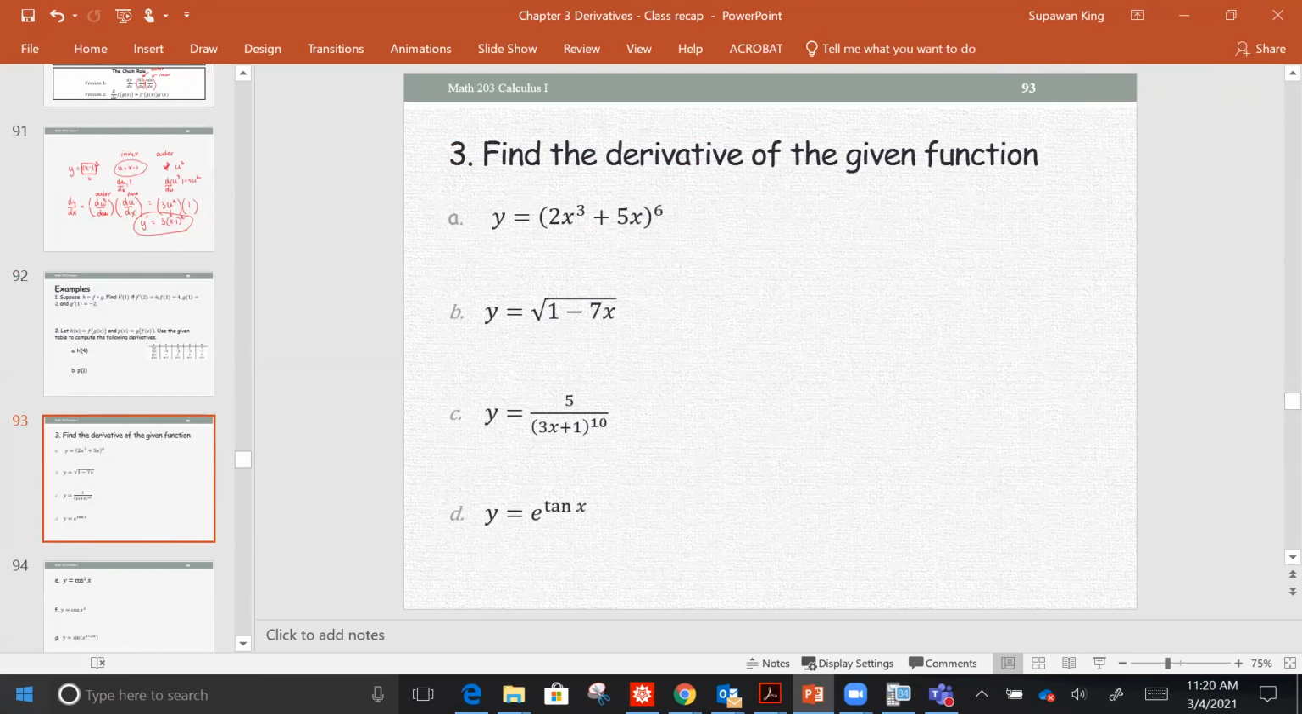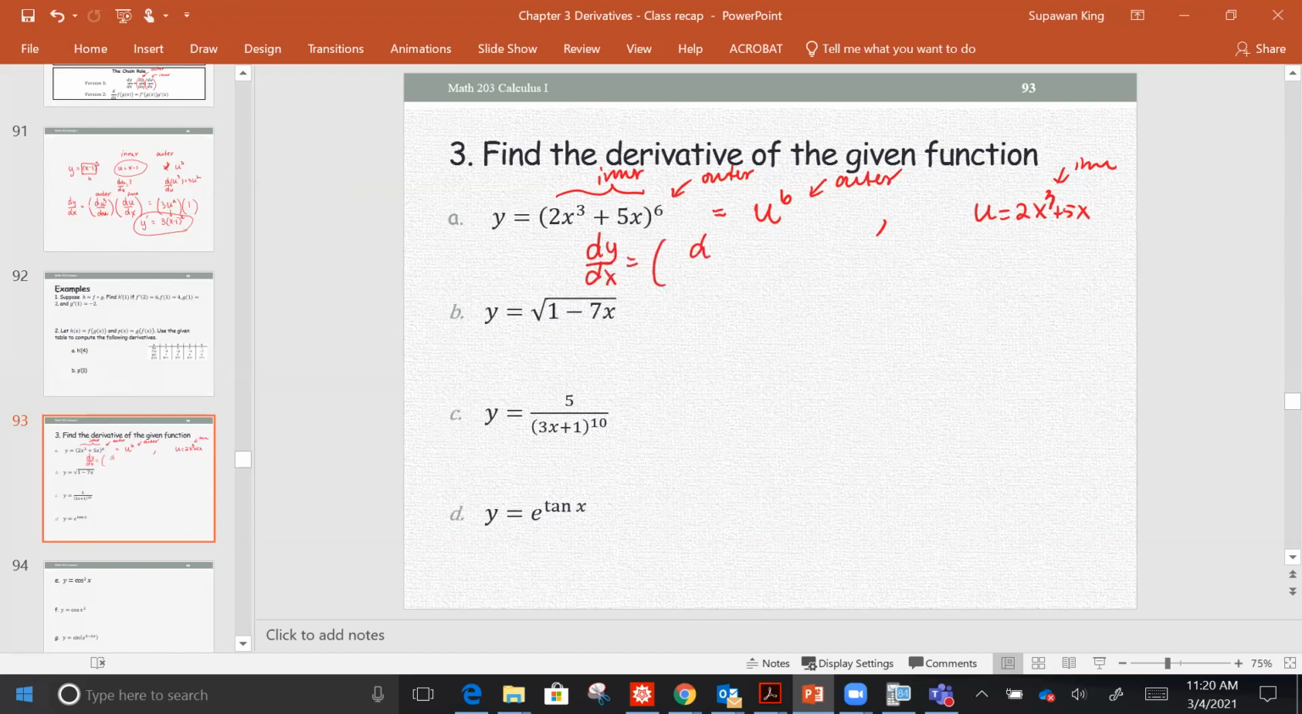So for part A here, we have y equals the quantity 2x to the third plus 5x, to the power 6. We can see the inner function is 2x to the third plus 5x, and the outer is the power 6. You can treat this as your inner being 2x to the third plus 5x. That means the entire function y can be changed into the form u to the power 6. So this is your outer function, and this is your inner function. Identify what is inside and what is outside, and then the derivative dy/dx is the derivative of the outer function with respect to u multiplied by the derivative of the inner function with respect to x.